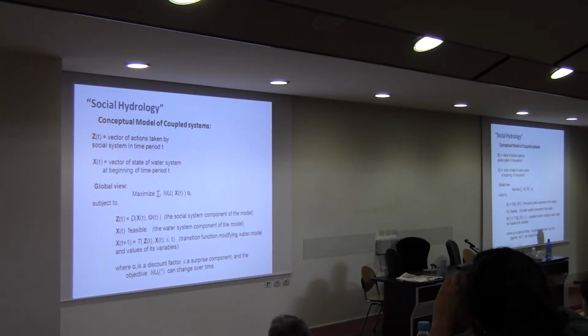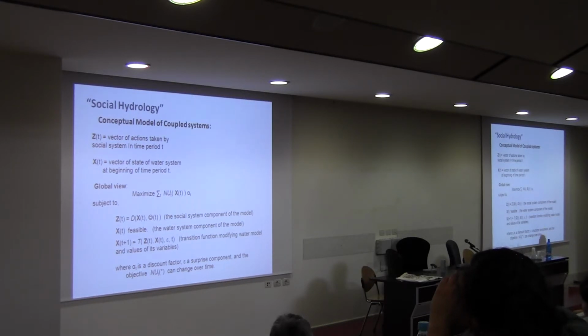So here's the way I would look at it, and then I just try to find a way to solve it, okay? I'm going to maximize over all the time periods, whatever they are, this net utility discounted, okay? And I have my decision vector, and I have this transition function, okay? And this is my job to do that.